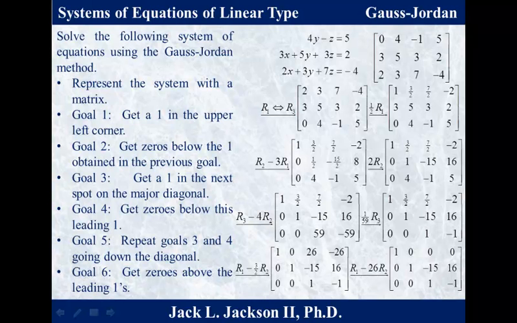Negative 3 halves times 16. 16 divided by 2 is 8 times negative 3 is negative 24 minus 2 more is negative 26. Now I'm going to get rid of the 26 here by multiplying row 3 by negative 26 and adding the result to row 1.